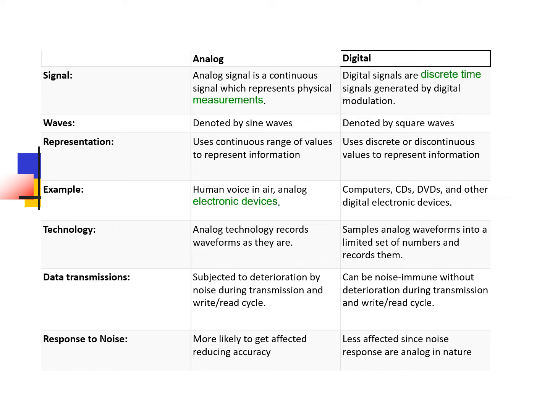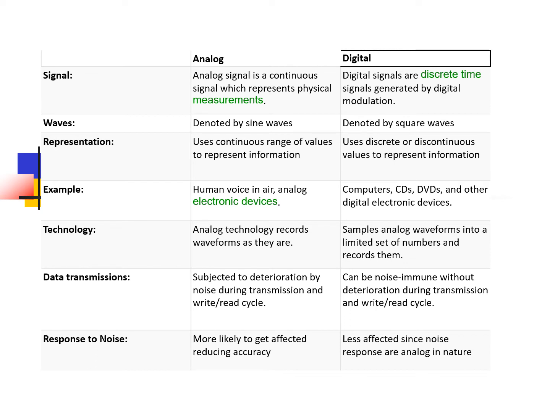Analog is using continuous range of values to represent information, while digital uses discrete or discontinuous values to represent information, like the binary system: 1, 0, 1, 1. 1 represents on and 0 represents off. Example: human voice in air, analog electronic devices, while for digital, computers, CDs, DVDs, and other digital electronic devices.